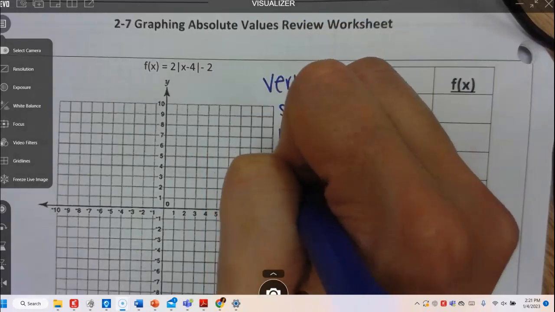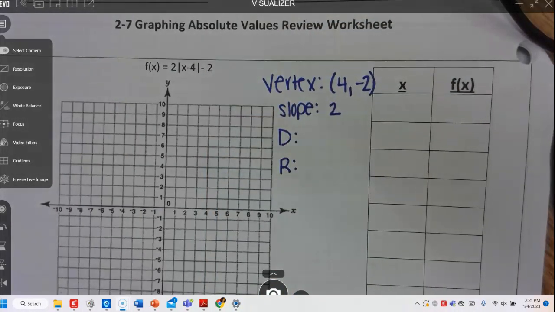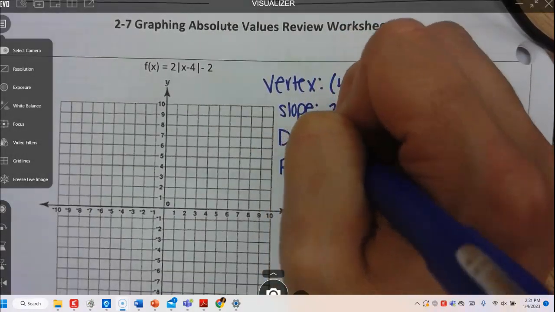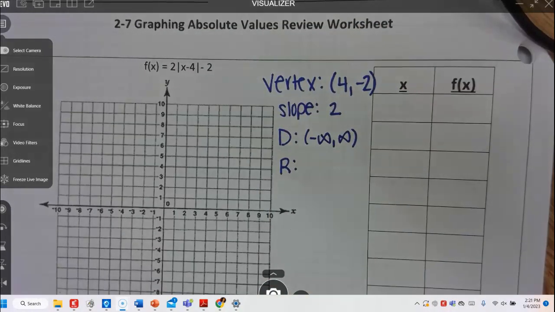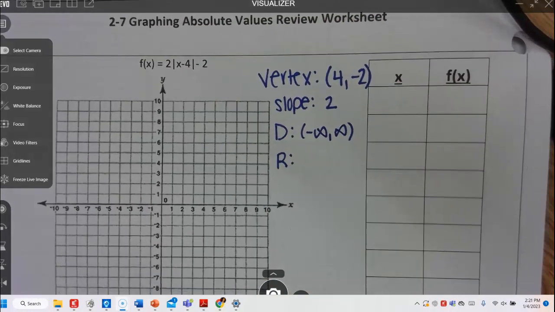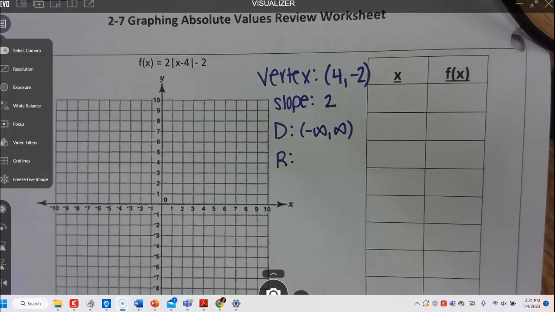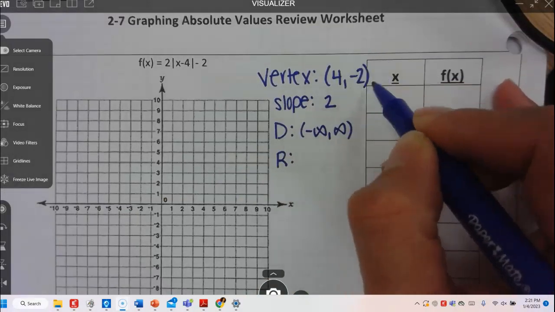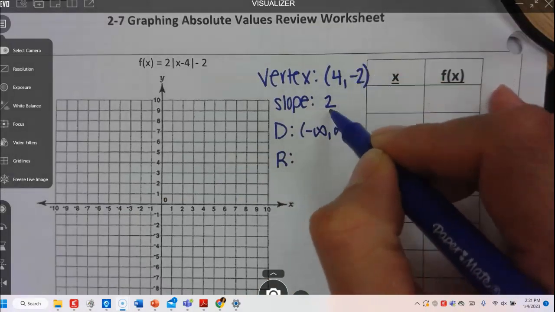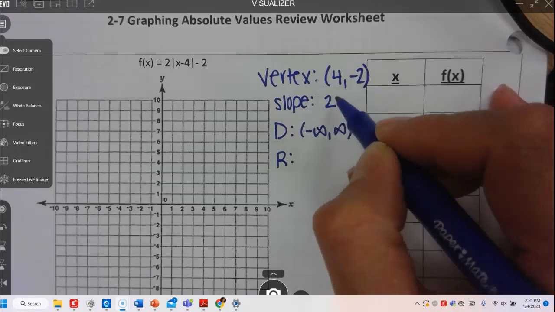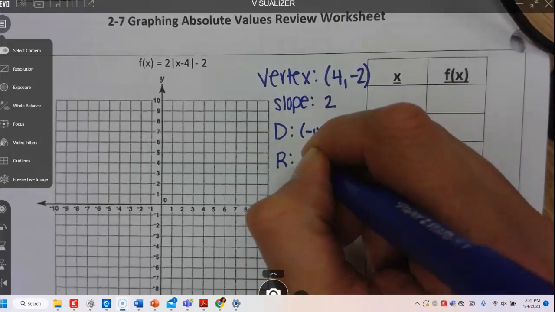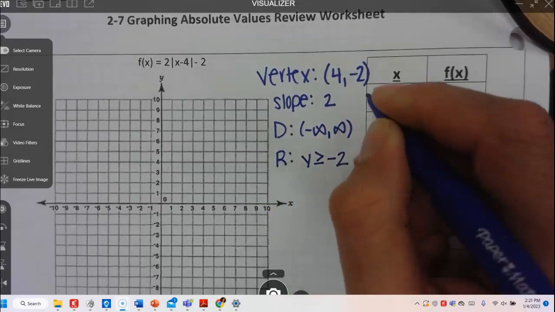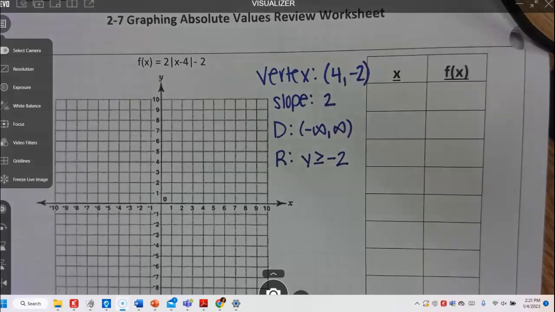I might ask you about the domain and the range. So the domain of an absolute value is always all reals. The range is always going to go back to the K value of the graph and whether it is positive or negative. So if the slope is positive, then the range is going to be Y values greater than or equal to the K value of the vertex.